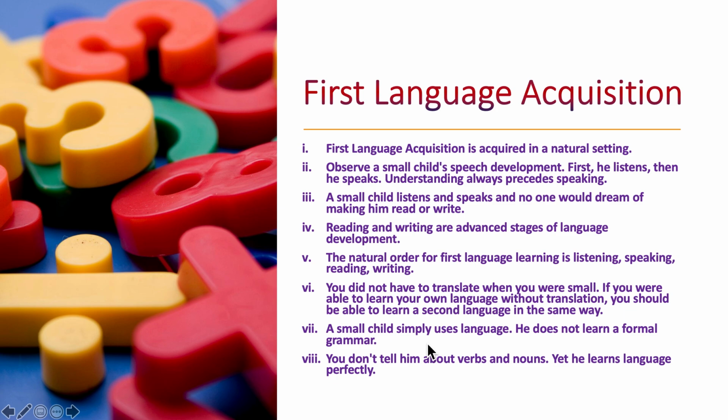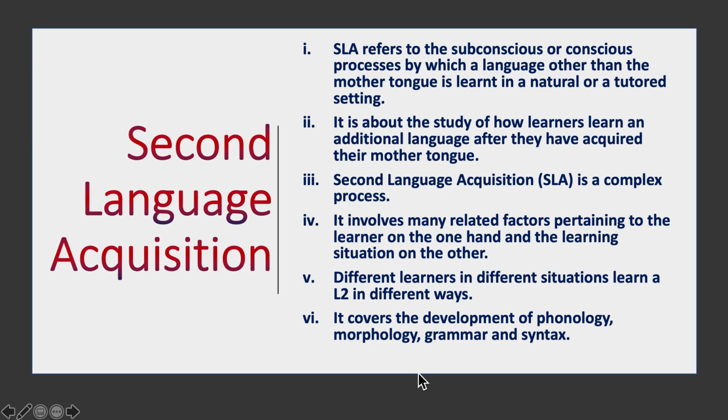A small child simply uses language. He does not learn a formal grammar. So a child is not interested in learning grammar. A child wants the natural setting to acquire a first language. You don't tell him about verbs and nouns, yet he learns language perfectly. Nobody taught you what is a verb, what is an adjective, what is ism, noun in Arabic, but you learned the Arabic language. That is about first language acquisition. Move on to the next.